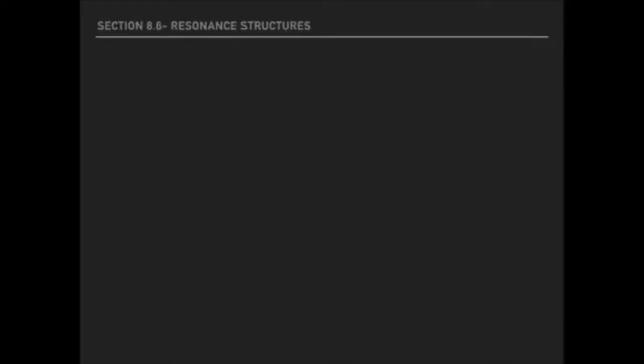So what happens if, when we're drawing our Lewis structure, the number of valence electrons we're allowed to use don't fulfill the octet rule? Well, that's when we get into resonance structures. So I'm going to provide you with an example in order to explain what resonance structures are.